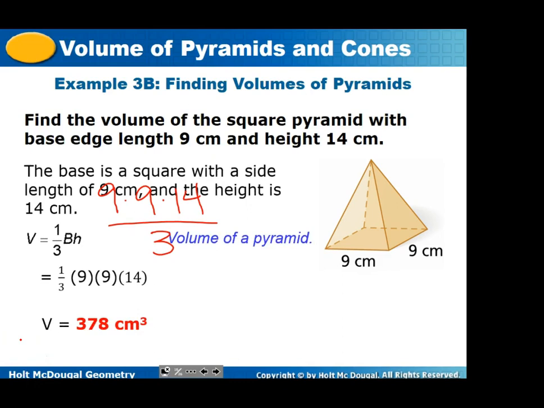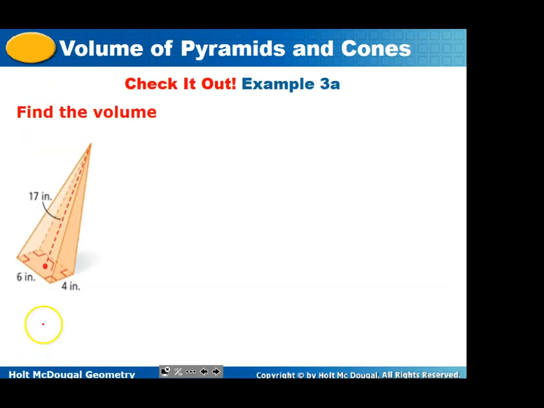So that would give us 378 centimeters cubed. All right, so go ahead and do this, check it out here, and then come back to me when you're done.